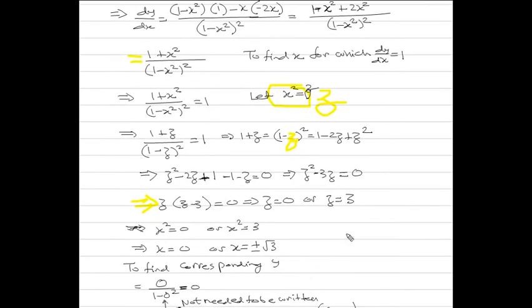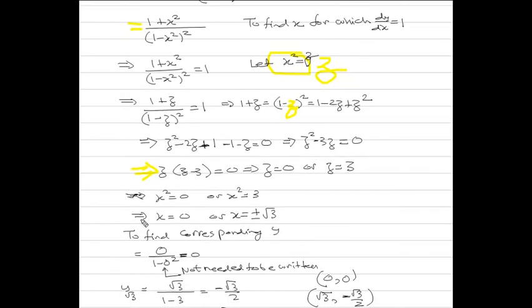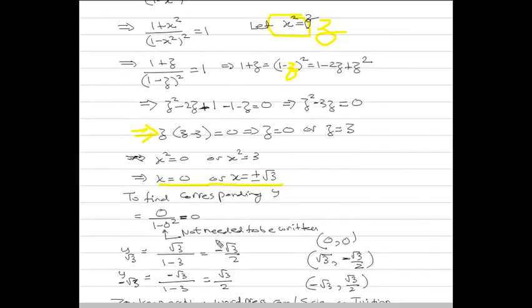And so we find the corresponding y with this x. Now for x is equal to 0, y is 0, so no need for this to be done. We also try to do it for y: find the value of y for x is equal to root 3 and another value of y for x is equal to minus root 3.